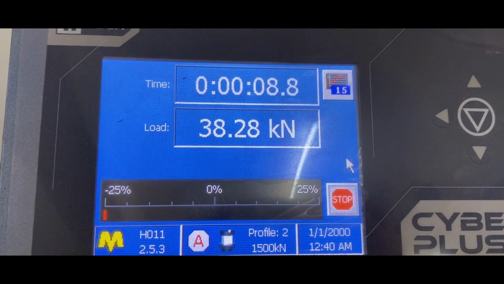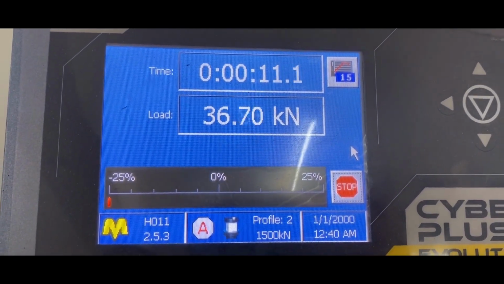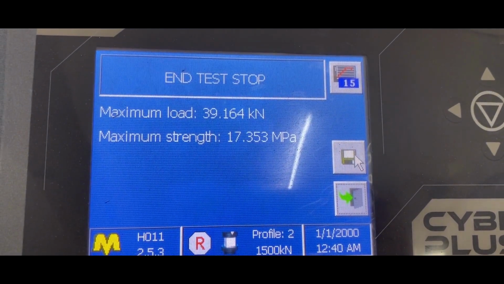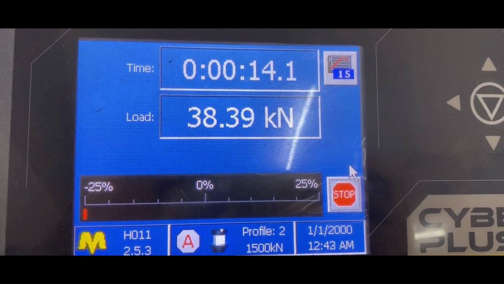Record the stress strain diagram on the universal testing machine and record the compressive strength. After that, calculate the mechanical properties of the different wood specimens.